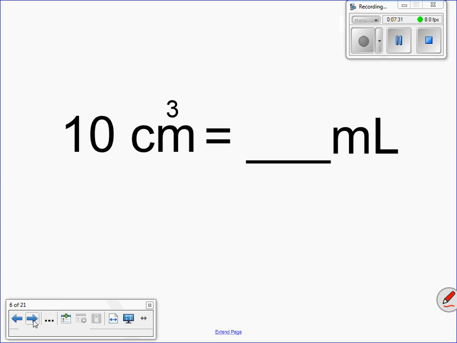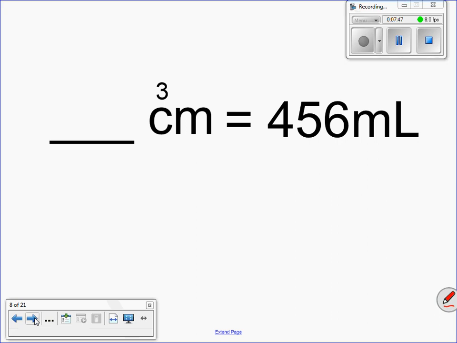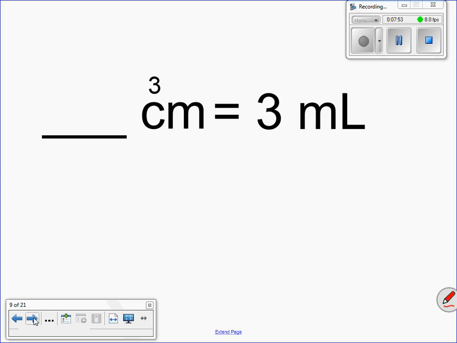So with that knowledge, 10 cubic centimeters would be 10 milliliters. It's that easy. 10 and 10. Here's another one. 312 cubic centimeters would be 312 milliliters. Let's keep going. Well, if I have 456 milliliters, that would be 456 cubic centimeters. Here's another one. 3 milliliters would be 3 cubic centimeters.